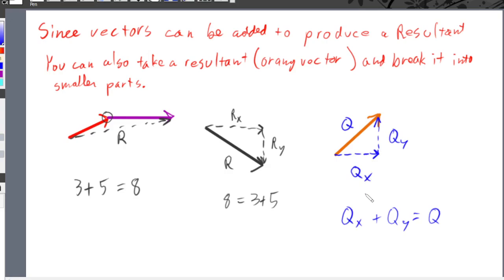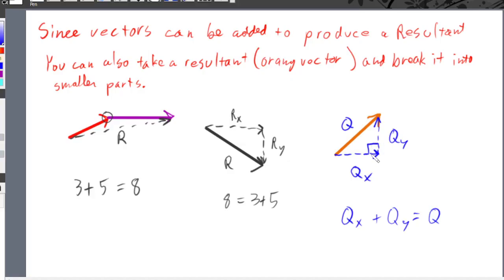And I can hear you wondering, Mr. Willis, why would I ever want to do that? Why would I want to take one nice, neat vector and break it into two parts? The reason is that we might want to know how much of something is acting in the x and how much is acting in the y. When we break a vector down, we are almost always going to break it into x and y pieces. And that does two things for us.